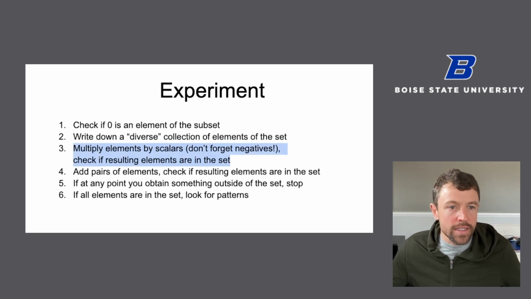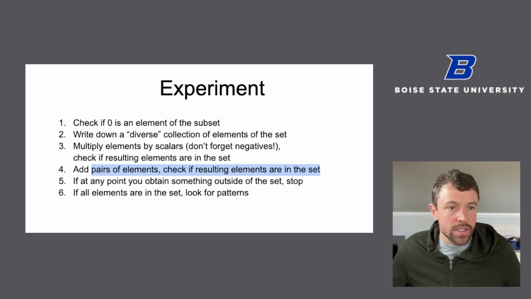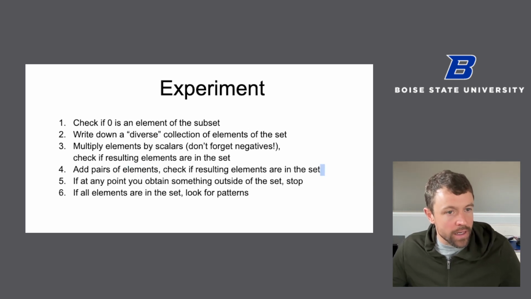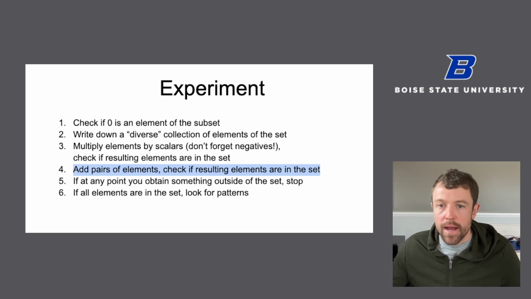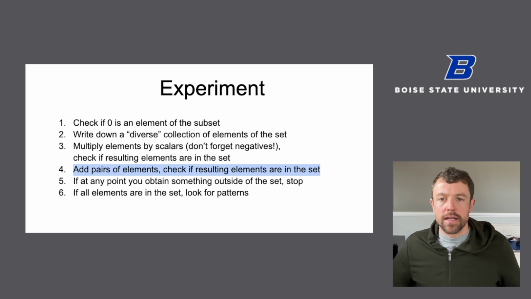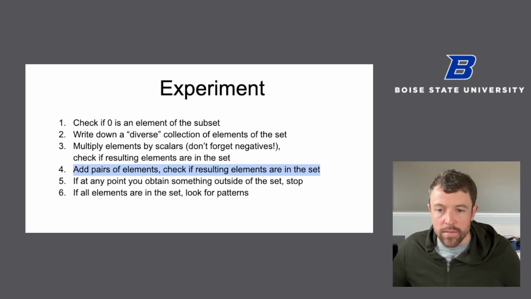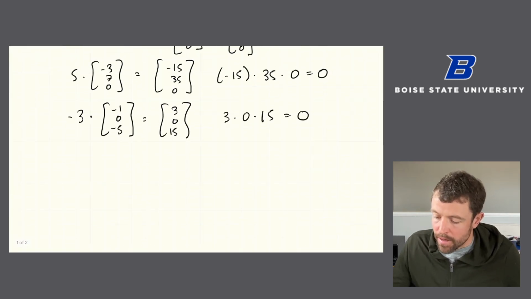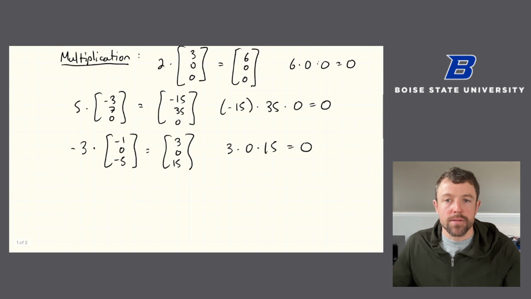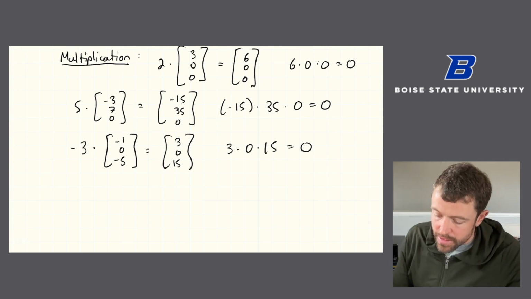All right, now I have to look at addition. I have to add pairs of elements and check if the resulting elements are in the set. All right, so that's where we are right now. And I'll point out steps 3 and 4 can be done in either order. It doesn't matter whether you check multiplication or addition first. I just put it in some order because I had to choose some order to write them in. All right, so I'm going to quickly run into my next example, so we'll have to move stuff down. Let's look at addition.